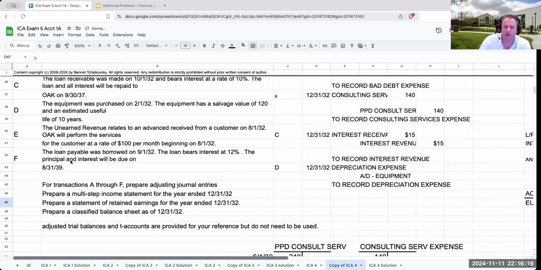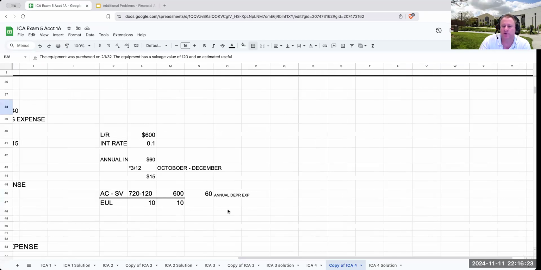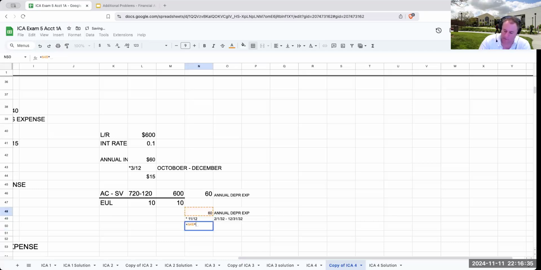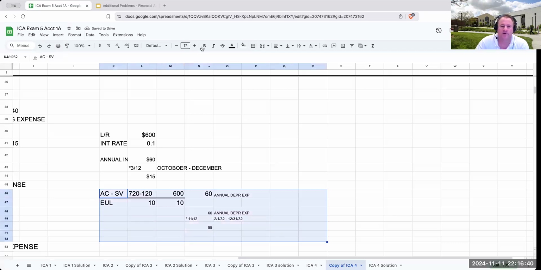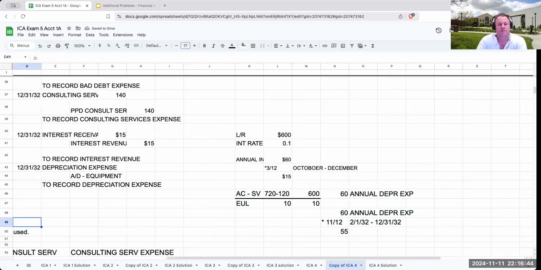I got the equipment on 2/1/32. So I need to multiply this annual amount times 11/12, for 2/1/32 to 12/31/32. Or this is going to be a total of 55. Okay, so this is my depreciation expense. And this is going to be over here, 55 and 55.